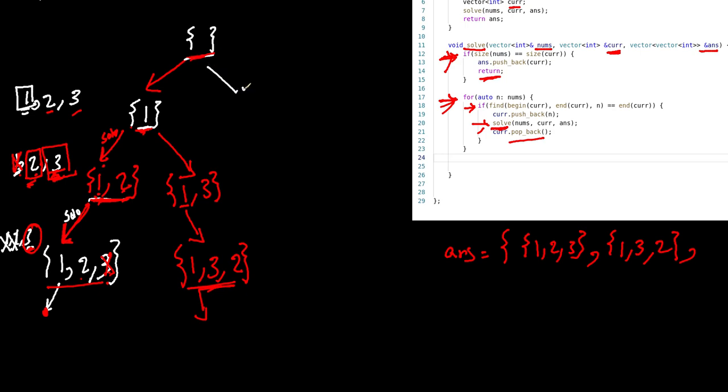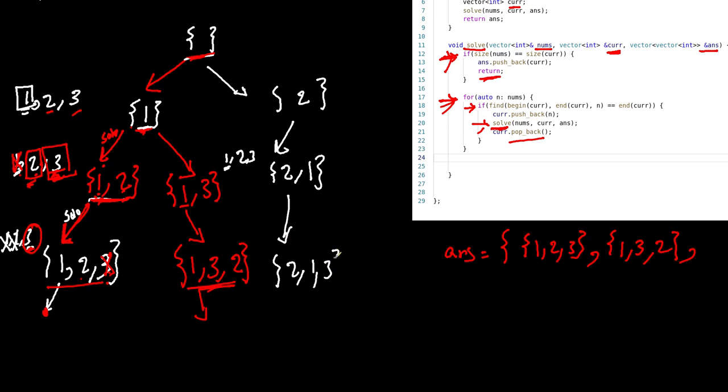Now we need to start with 2. Here we need to check number 1, 2, 3. 1 doesn't exist, so we push it. So here we have 2 1, then 2 1 3. So we push this to the answer, 2 1 3.